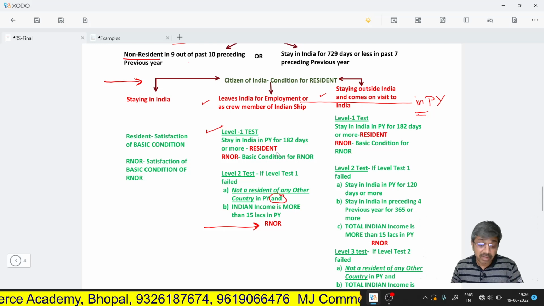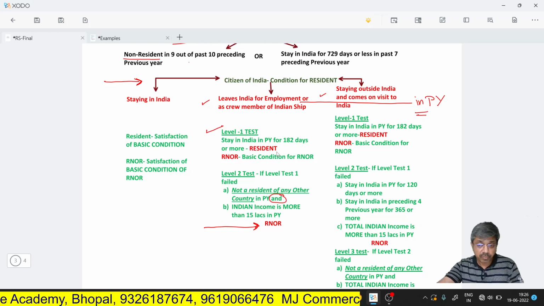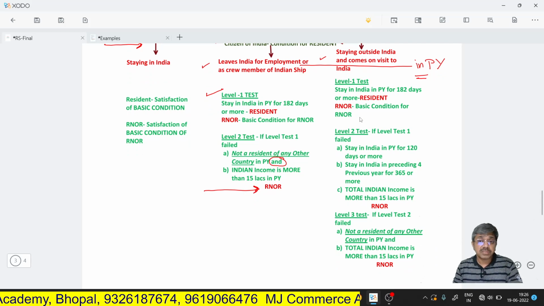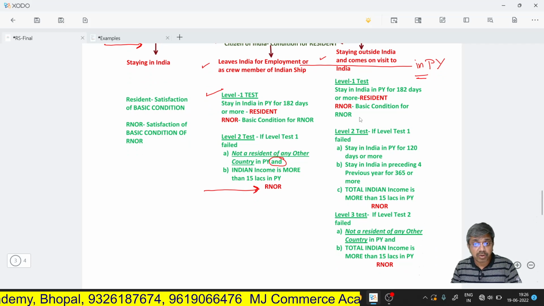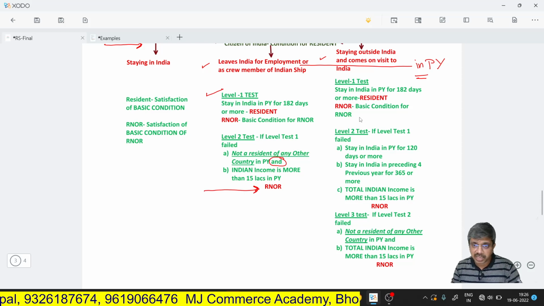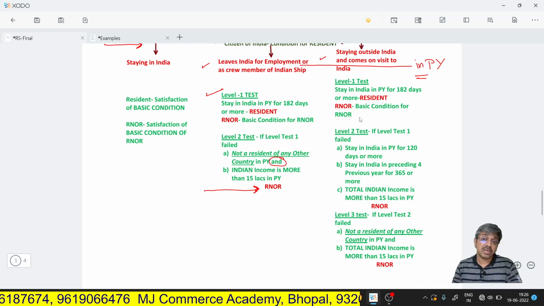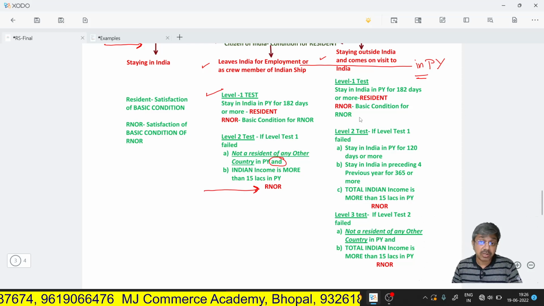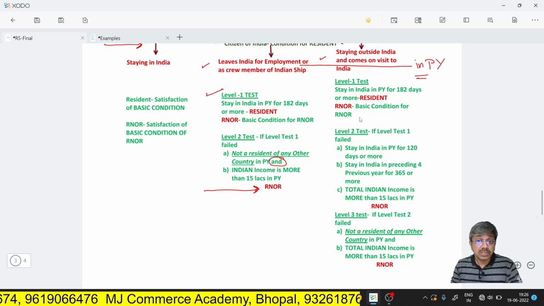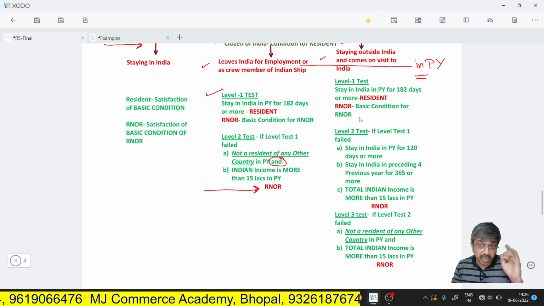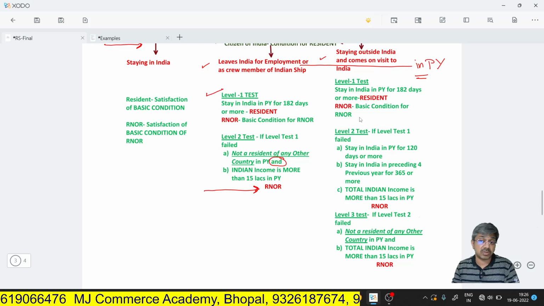Here the levels of tests are three. First, the level 1 test is the same: stay in India in the previous year for 182 days or more, the same condition. For RNOR, resident but not ordinary resident, the same basic conditions apply which we dealt with in the case where the individual is neither a citizen nor PIO. The level 2 test is a new test which is introduced for this category of individual only, who is staying abroad and comes on visit to India.